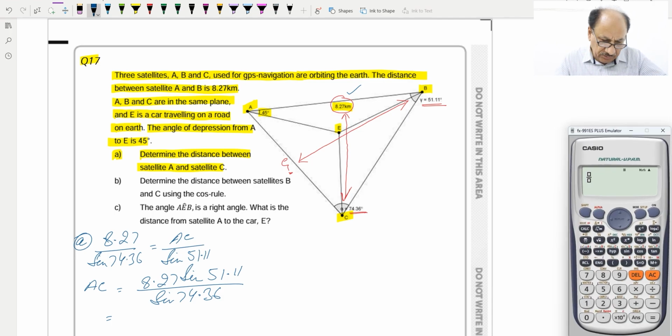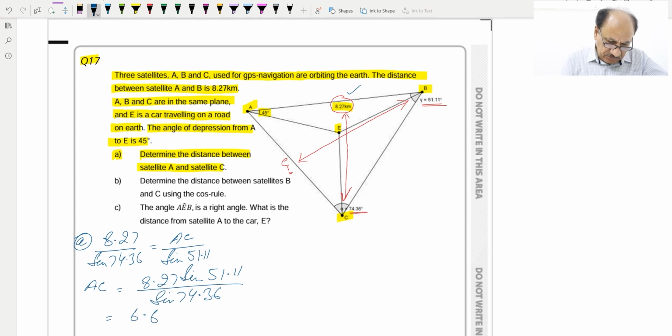This will be 8.27 sine of 51.11. Your calculator should be in degree mode, otherwise you will get a different answer; in radian mode it will be different. So this is giving 6.68 kilometers. We can write 6.68, and this will be in kilometers.